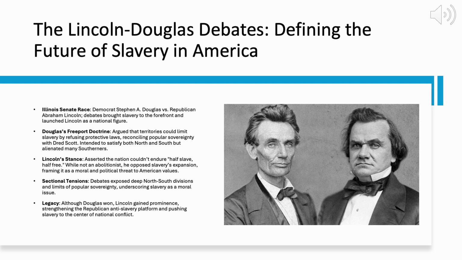The debates also showcased the basic differences between the North and South, as they exposed the limitations of popular sovereignty and underscored the moral and political divide over slavery. The debates revealed that the institution of slavery had become more than a policy issue. It was now a fundamental question about the nation's future direction.